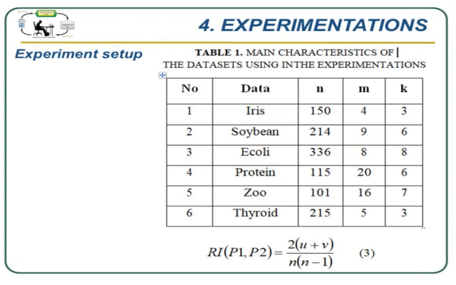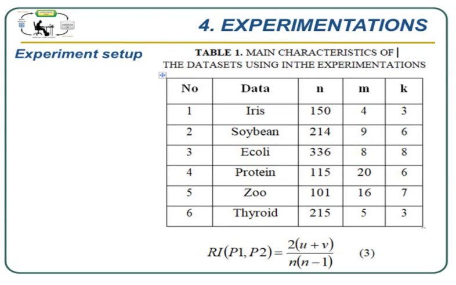To estimate the clustering efficiency, we have used the Rand index, RI, measure. See equation 3. The RI calculates the agreement between the theoretical partition, P1, and the output partition, P2, of each data set by the evaluated clustering algorithm.